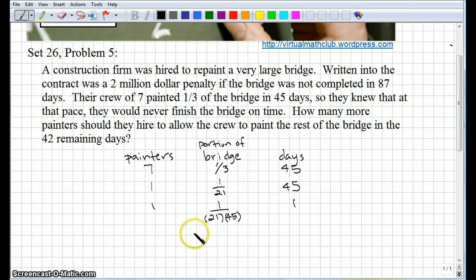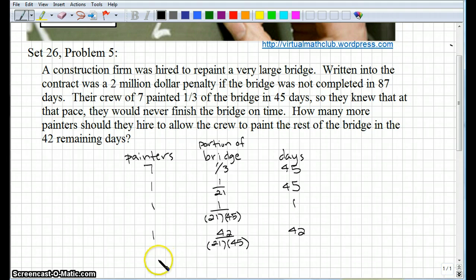Now, they have 42 days left, right? So, one painter, how much of the bridge could they paint in 42 days? If one painter can paint this much in 1 day, then in 42 days they would be able to paint 42 times that. So I'm going to write 42/21 times 45.